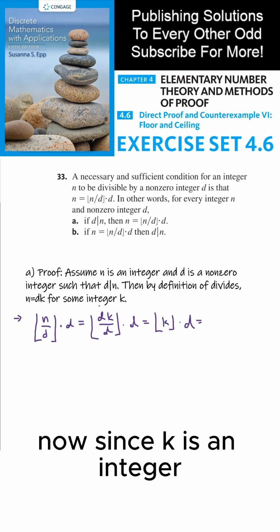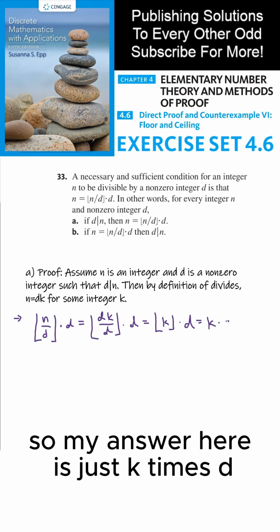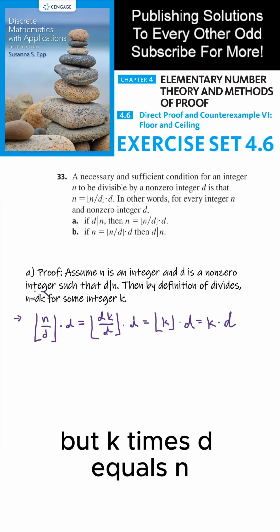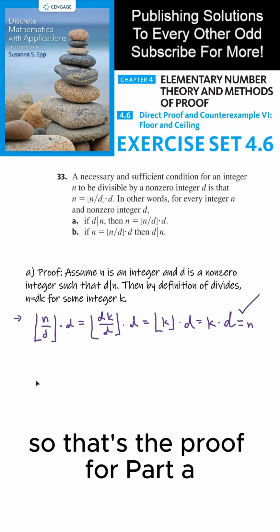Now, since k is an integer, the floor of k is just k. So my answer here is just k times d. But k times d equals n, which is what we wanted to show. We wanted to show that this equals n. So that's the proof for part A.